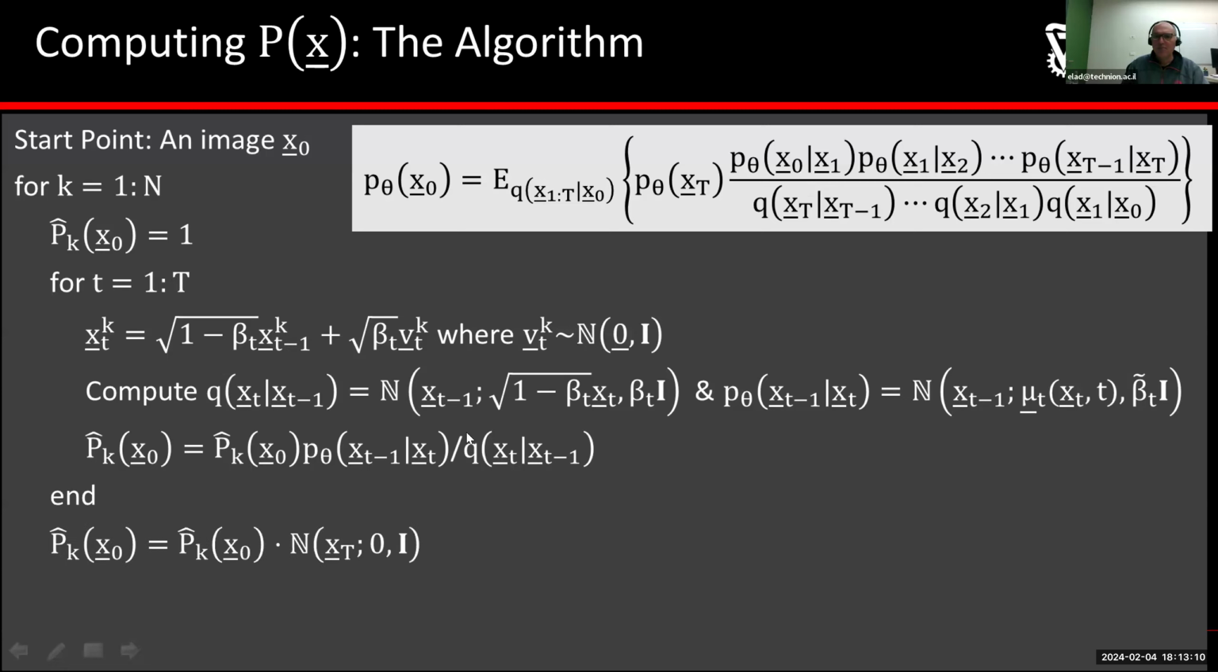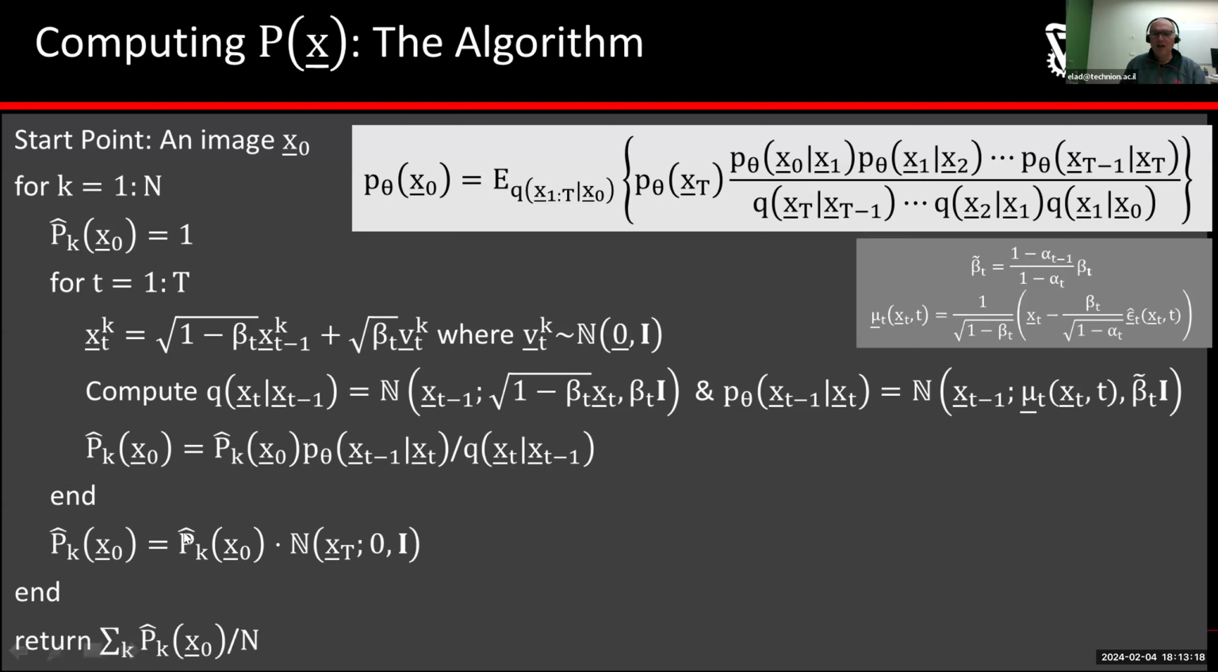And when you finish, multiply by pt. This is a pure Gaussian, just a pure Gaussian. And now you finished one path. With this now, take all the paths, average their probabilities, and you have an estimate of p theta of the image you started with. This is one option.